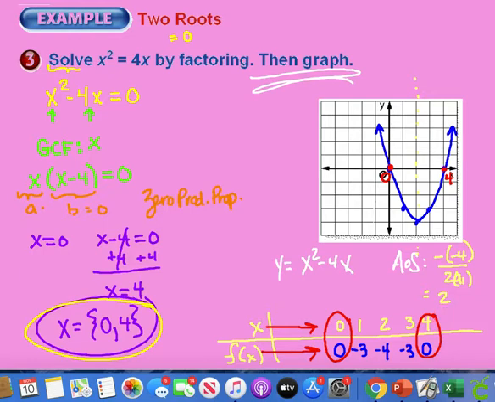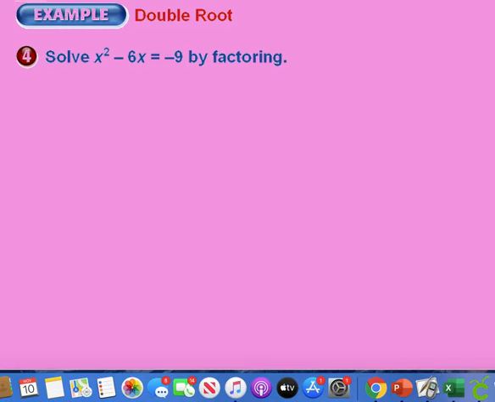All right, so let's practice solving quadratic equations by graphing. So I'm going to look at this next example.